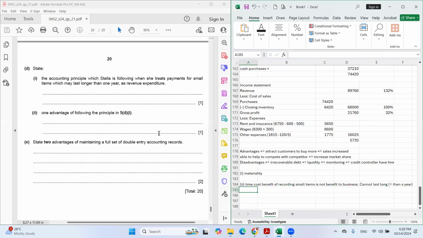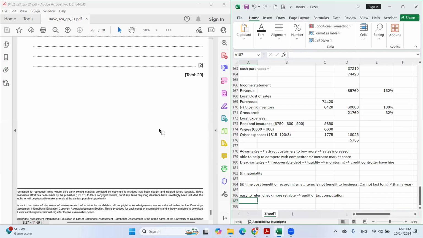Next is E. State two advantages of maintaining full accounting records. First is that your accounts are easier to refer to, easier to check, and then can be more reliable, especially when it comes to audit or tax computation. So there is a benefit for the business. Okay, that's all for this paper.